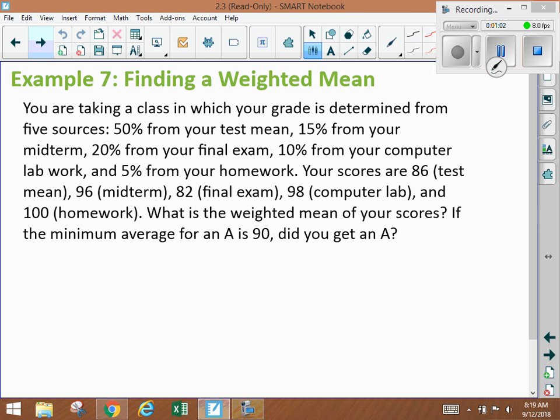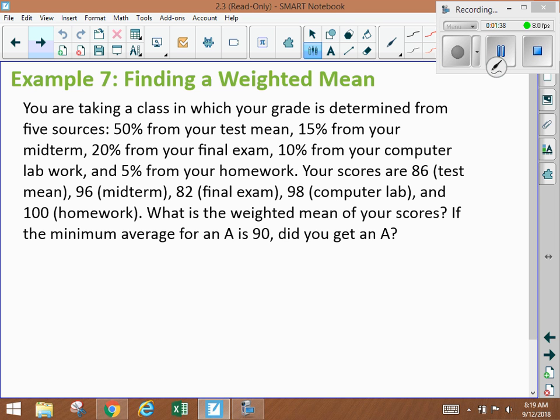Here's the formula. We're going to take a class in which our grade is determined from 5 sources: 50% from your test mean, 50% from your midterm, 20% from your final exam, 10% from your computer lab work, 5% from your homework. Your scores are 86, 96, 82, 98, and 100. What is the weighted mean? You have to do it individually and add it up. That's exactly how it's going to work.